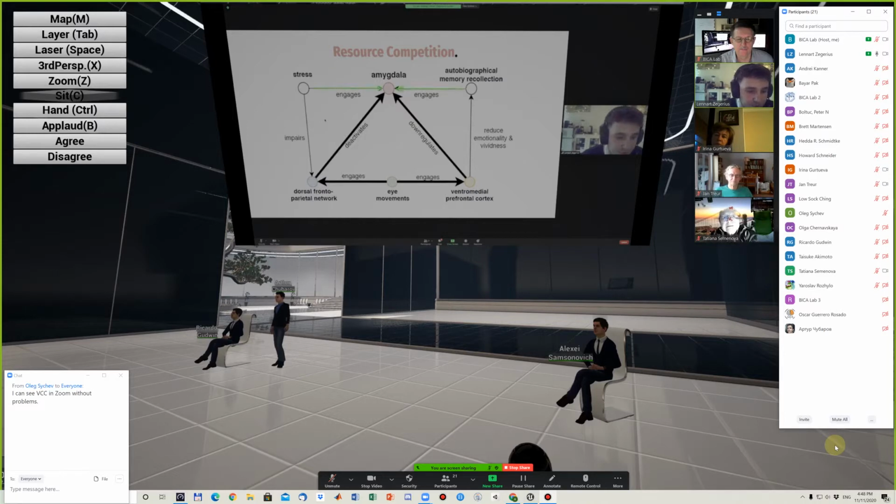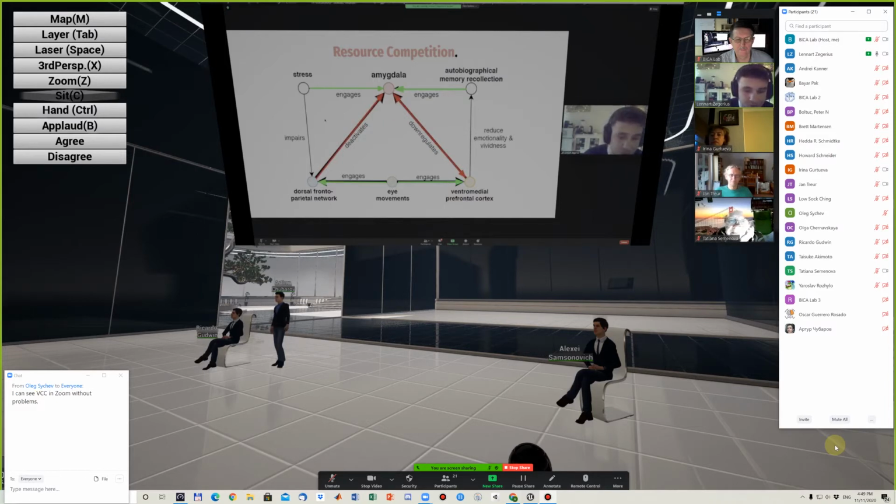First, during memory recollection, stress and traumatic memories engage the amygdala and thus use brain resources. As we all know, it's not easy to relive tough memories and/or experience stress. However, because eye movements engage the dorsal frontoparietal network and the ventromedial prefrontal cortex, resource competition occurs. The dorsal frontoparietal network and the ventromedial prefrontal cortex require brain resources, and with this theory, the amygdala loses its resources and is thus downregulated.